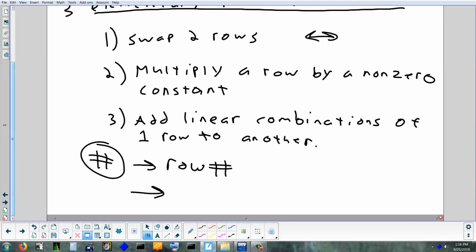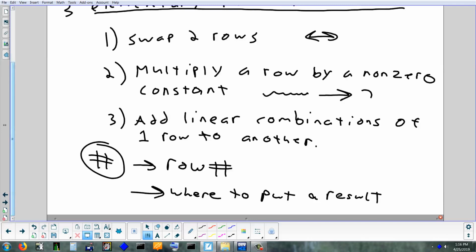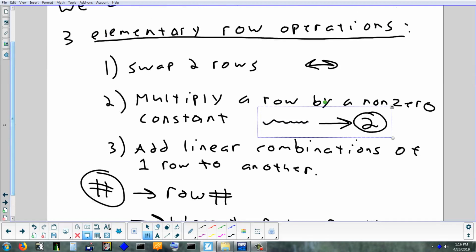When you see a single arrow, that's going to indicate where to put a result. So if I had a bunch of arithmetic here, and then I did this, that would mean do whatever calculation I just wrote and put the answer in row 2. Okay? So an arrow is just telling you, after you do your calculation, write your answer here. You've got to put it down somewhere. Okay, and from now on, elementary row operations, I'll just call them EROs.